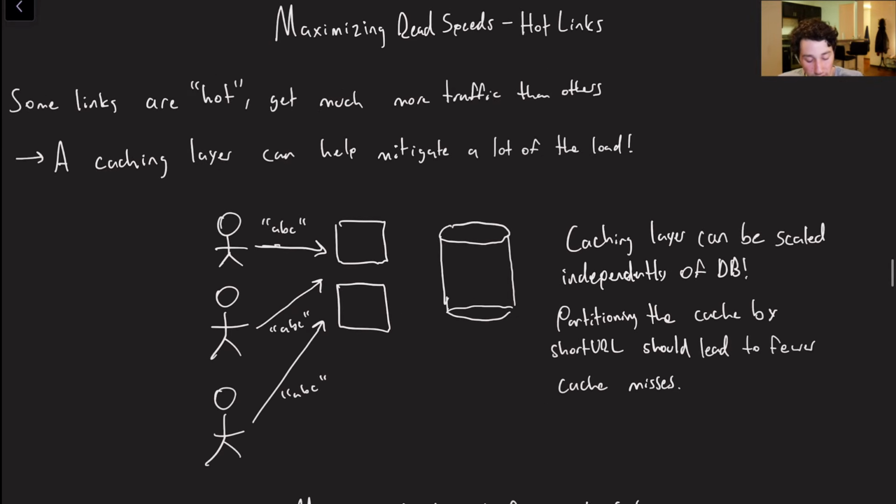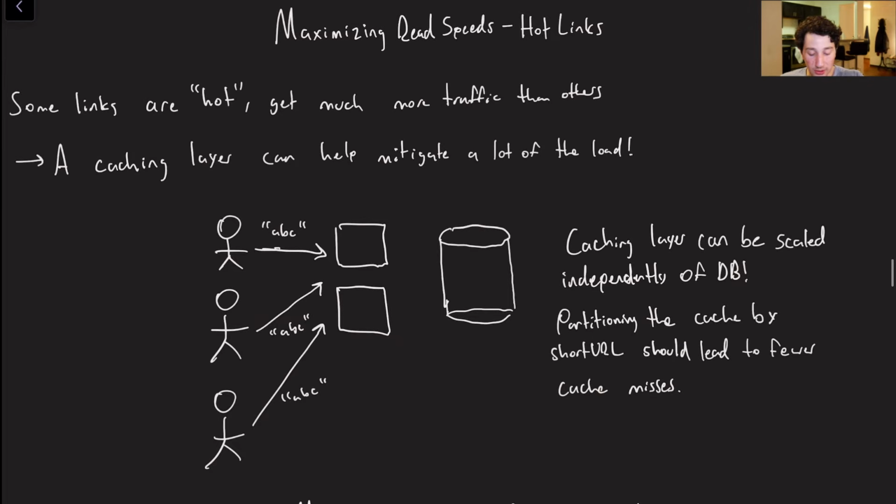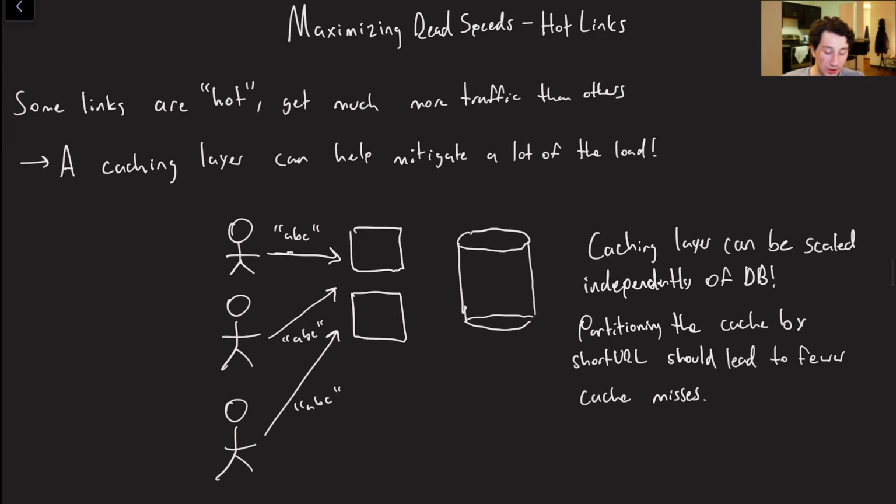Okay, so maximizing read speeds. We've spoken about replication, we've spoken about partitioning, but next let's speak about hot links, because I did mention that certain links are going to have a ton of traffic, they're going to have millions of clicks, and as a result we need to find a way to deal with those. It would be great if not every single one of those requests for a particular hot link had to go to the database, especially because they're all returning the same thing. And so what would be a good thing to do here? Well, we should probably introduce some amount of caching.